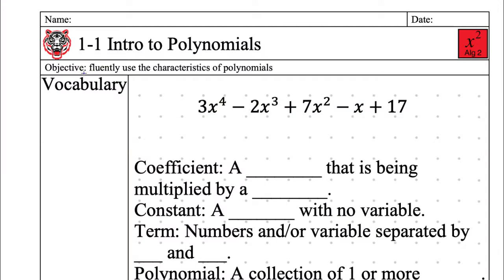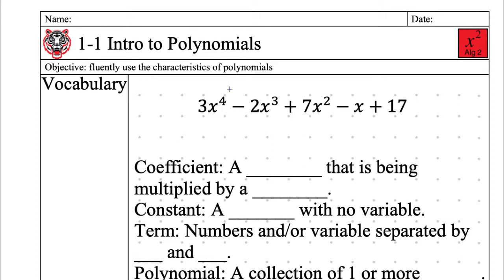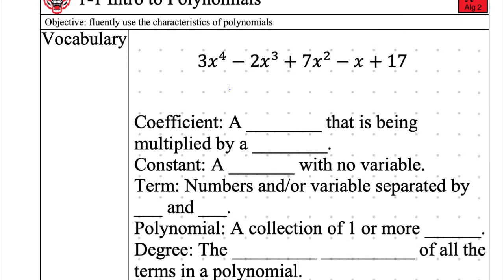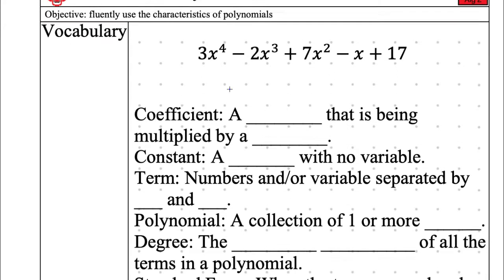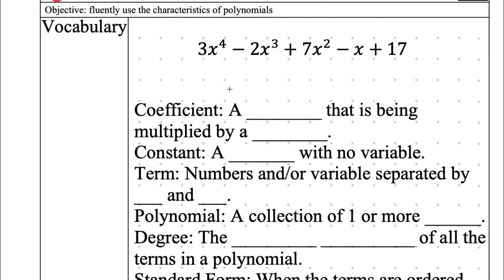So our objective today is to fluently use characteristics of polynomials, being able to converse with your friends, to communicate back and forth what is going on with this polynomial. And if these notes look familiar, that's because they are. I mean, we just did this, I would say like May of last year, or last school year, I should say. It's almost the same exact notes. I just had to tweak them a little bit to make sure that we understood all the stuff.